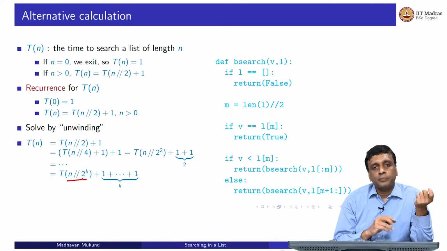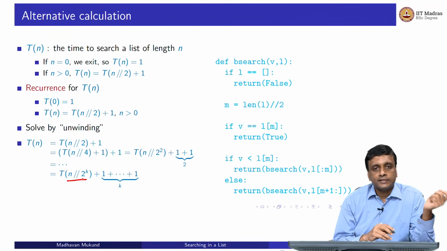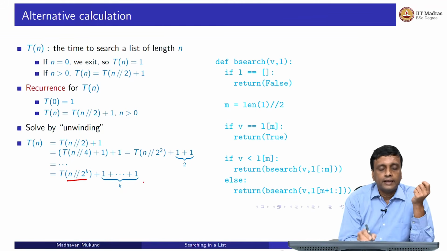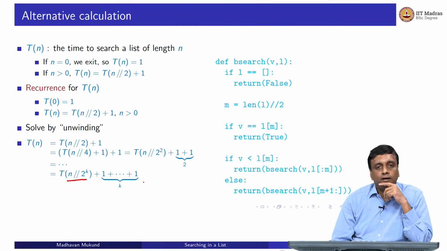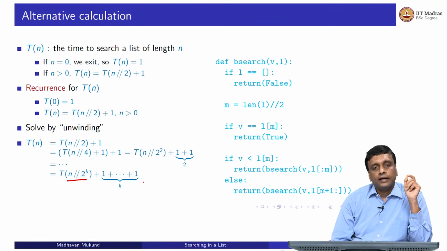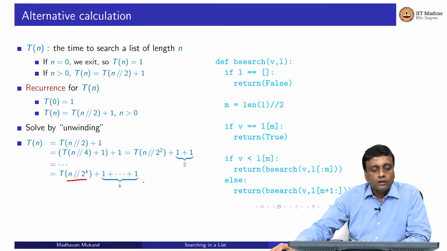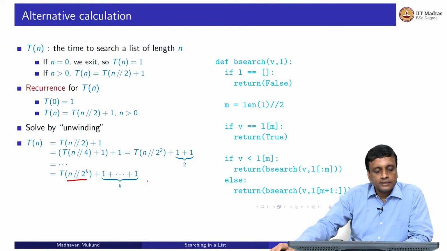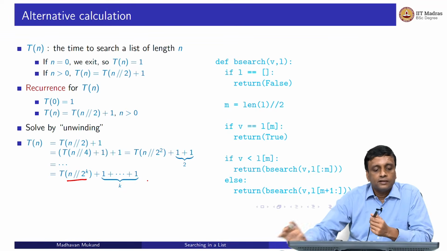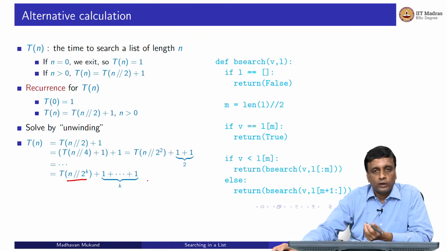And each time I would have spent one step of work to try and decide whether to go left or right. So I would have spent k times 1 work. So I would have T(n by 2 to the k) plus k times 1. Now of course, we have seen many times that when will n by 2 to the k reach the limit that we want? Well, when it becomes 1, right.